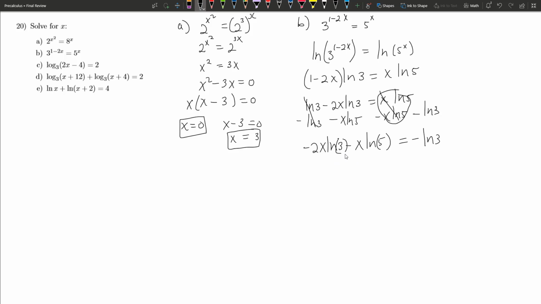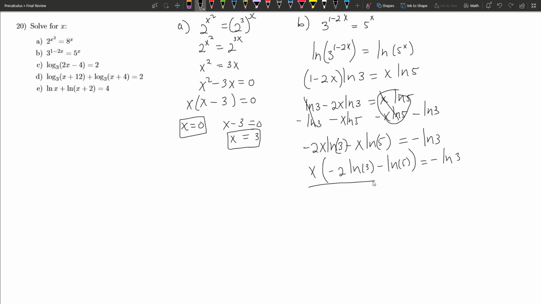The goal is to get x by itself, so I have to factor out the x. That's the only reason I put them together. So let's factor out that x. So you get negative 2 ln of 3 minus ln of 5 is equal to negative ln of 3.